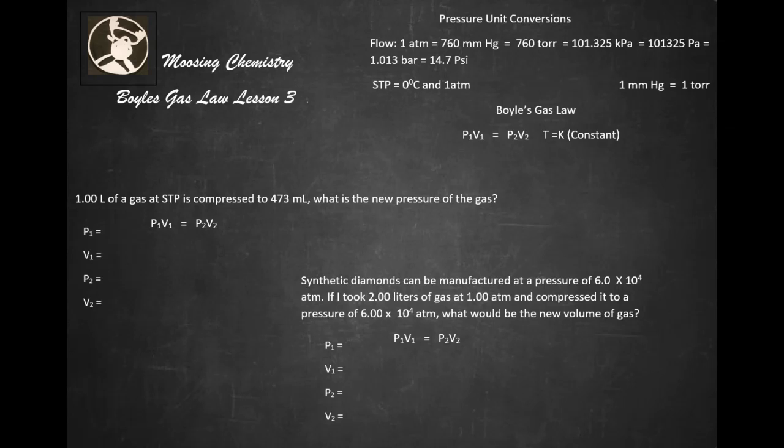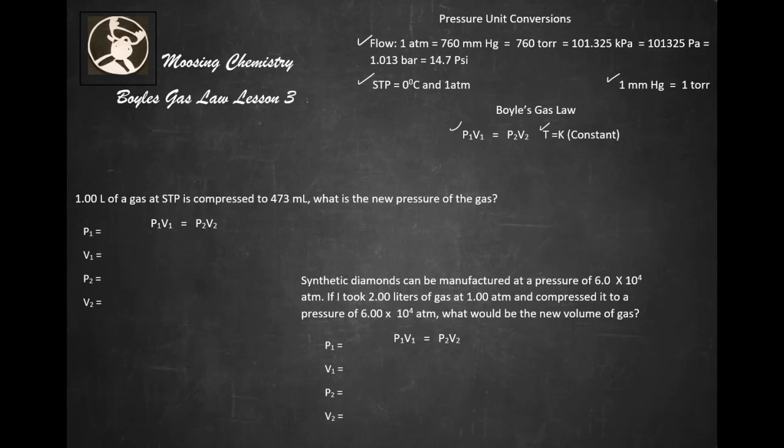All right, a couple things we need to remember on our flow chart here. Remember that 1 atmosphere is equal to 760 millimeters of mercury, which is equal to 760 torr, which is equal to 101.325 kilopascals, which is equal to 101,325 pascals, which is equal to 1.013 bar, which is equal to 14.7 psi. Remember, the temperature and pressure is 0 degrees Celsius and 1 atm. 1 millimeter of mercury equals 1 torr. And Boyle's law is P1 V1 equals P2 V2, where the temperature is, of course, constant.